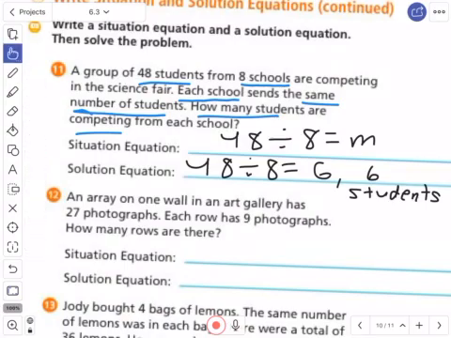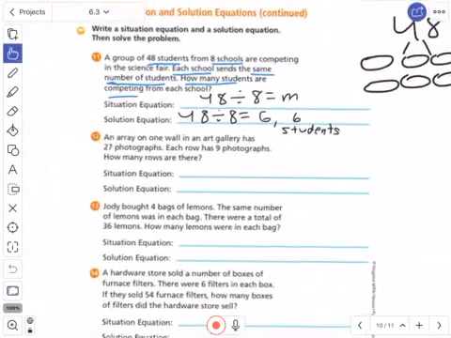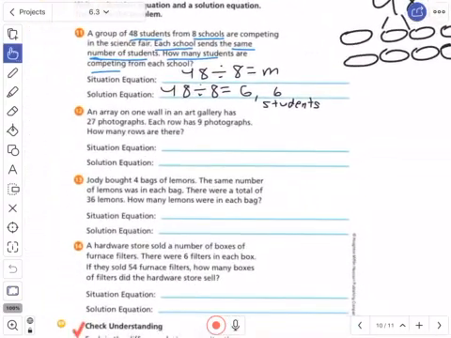Cool. I'm going to read these last problems to you, and then you can come back and check. 12. An array on one wall in an art gallery has 27 photos. Each row has 9 photographs. How many rows are there? Okay, always think about, do you have more of the 2 factors, like the 2 parts, and you have to do multiplication, or do you have a total and one of the parts, and it's division? So do your situation equation and a solution equation.